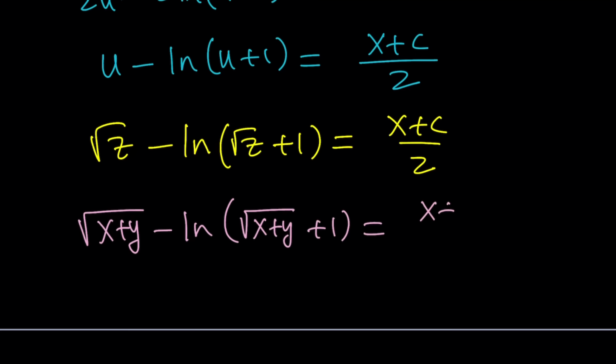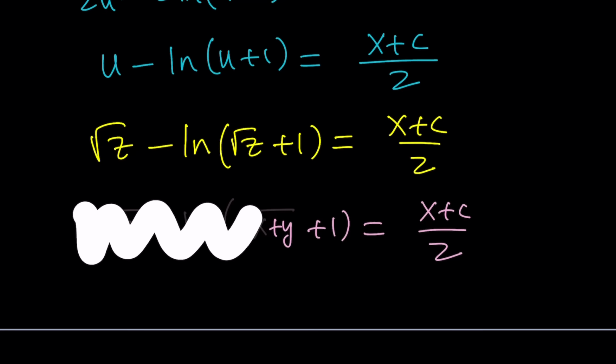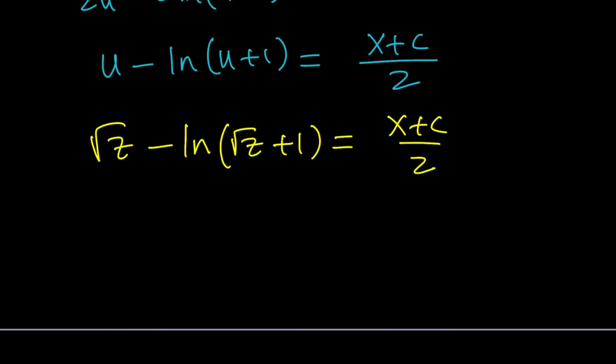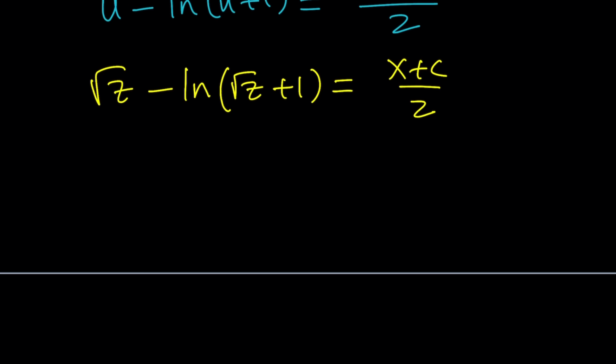But wait a minute, the issue here is y is not by itself. Can we write y in terms of x? In other words, can we isolate it? Yes, we can. But let's go ahead and stick with the z notation for that, because it's going to simplify the process a little bit. So let's go ahead and work on this, and remember, z is x plus y. Okay? Cool.